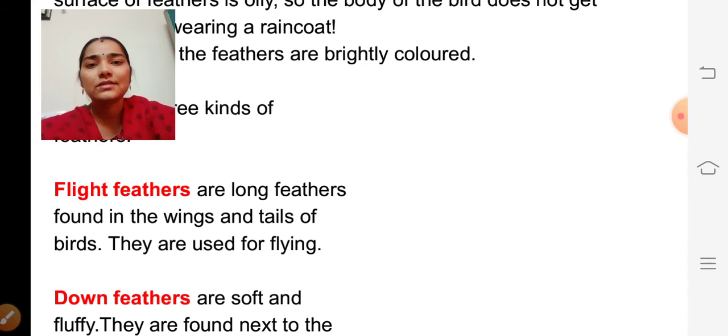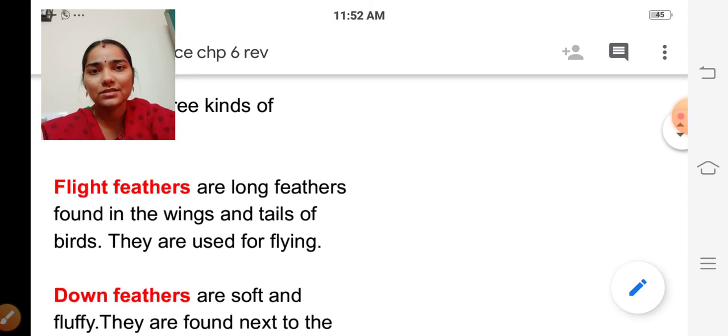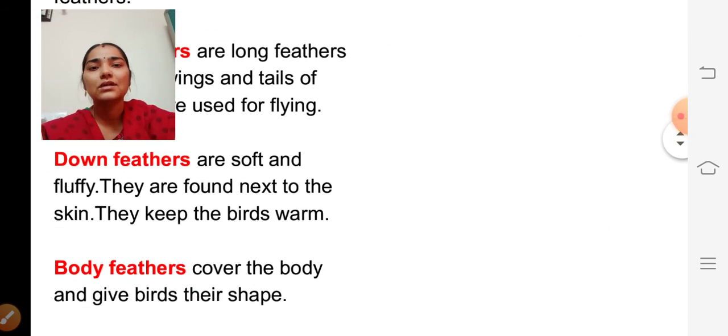The next one is down feathers. Down feathers are soft and fluffy. They are found next to the skin. They keep the birds warm. So which feather keeps the bird warm? Down feathers, isn't it? Which feather is used to fly? The first one, flight feathers. The third one is body feathers.